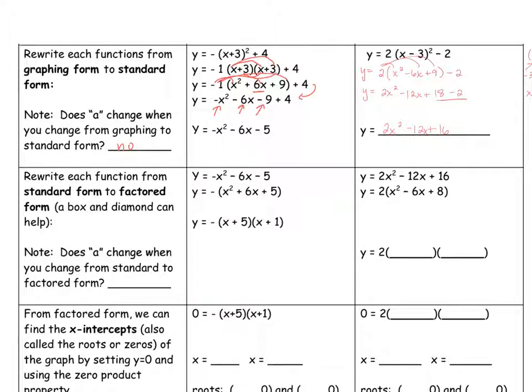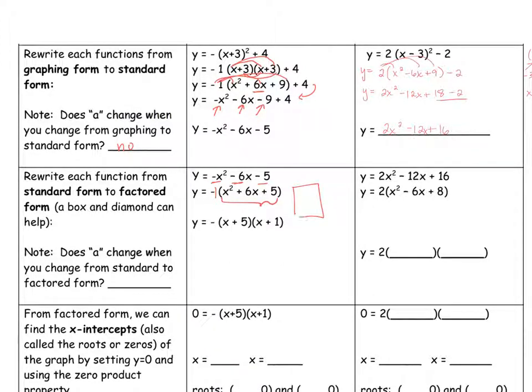Going the other direction, standard form to factored form, this is the process we're looking at here. All of these are negative, which means we can factor out a negative 1. So when we factor that out, basically we're doing a greatest common factor here. So if I multiplied this back out, I'd have negative 1 times x squared minus 6x minus 5, which is what it's supposed to be. So then I take this part right here, and I factor that.